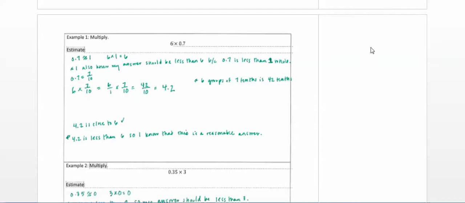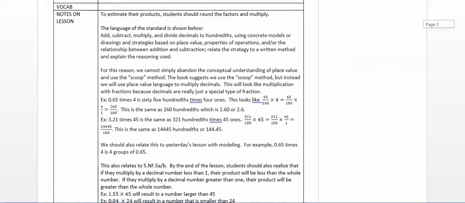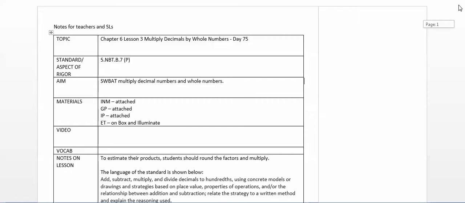All right, we're going to look at the next lesson, which is multiplying whole numbers by decimal numbers. This is chapter 6, lesson 3, day 75. We're not going to use any of the My Math materials today because they use the scooping method, and we're not going to use the scooping method because it doesn't match the language of the standard.